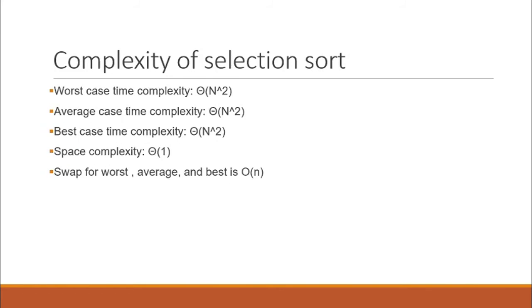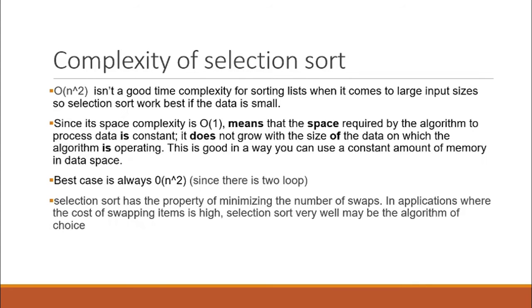For the complexity of selection sort, the worst case time complexity is O(n^2), and the average case time complexity is O(n^2). The best case time complexity is also O(n^2). The space complexity is O(1). For the swaps, the worst, average, and best case are the same, which is O(n).